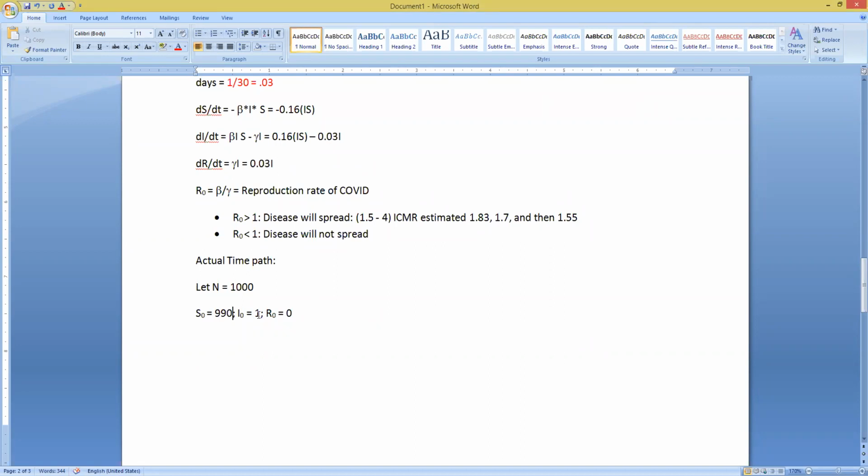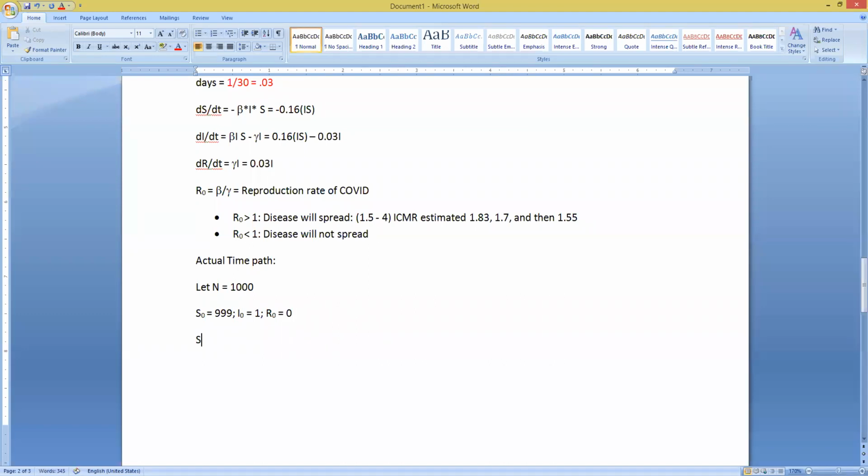In that case, let us say I becomes 5. In that case, R1 has to become 5. So at any point of time, if we sum S, I, and R, it has to sum up to 1000. Okay. So initially, most of the people are susceptible, and then 1 or 2 persons fall ill. Recovered is 0.